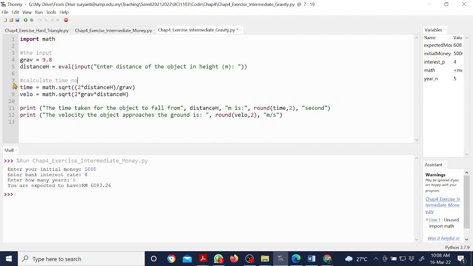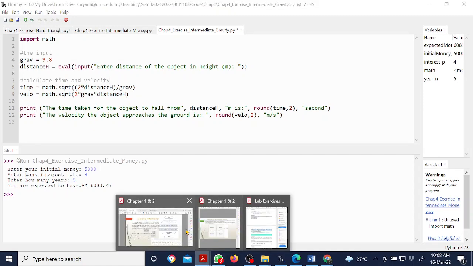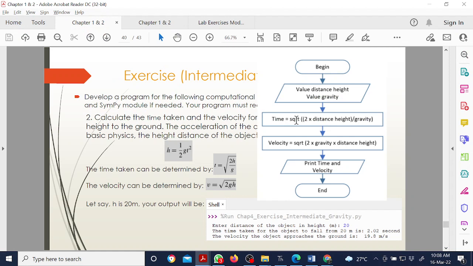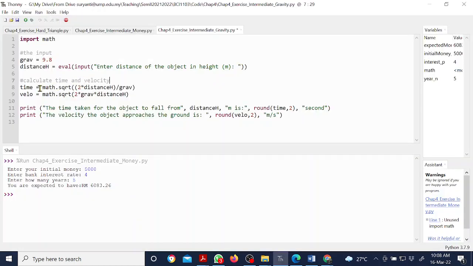Calculate time and velocity. Based on this formula, time equals the square root of 2 times distance height over gravity. So in our coding, we have time equal to, I'm going to use the square root function in the mathematics library. So I will do math dot square root 2 times distance h over gravity.